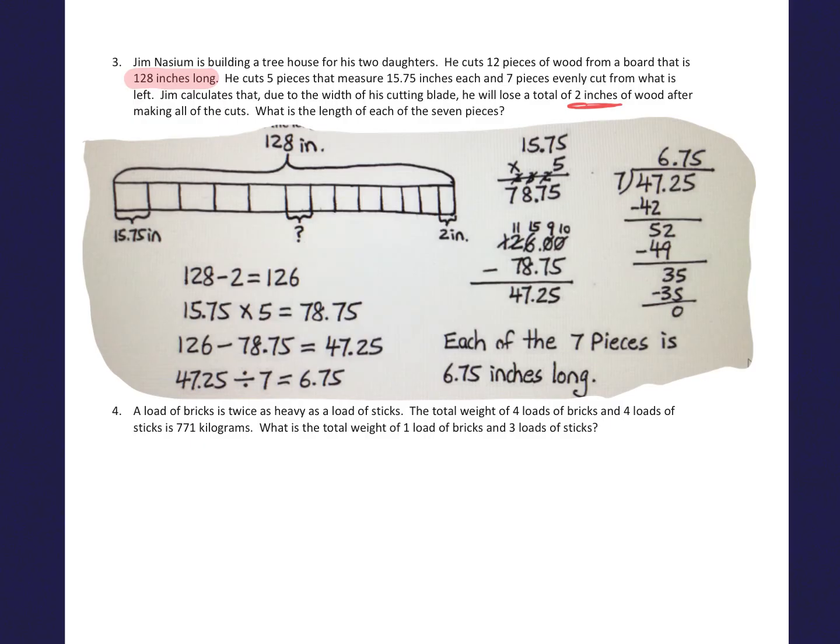So here we have our answer. Each of the 7 pieces is 6 7/75 inches long. Right? So I did the first part for you. I did the 128 minus 2 equals 126.